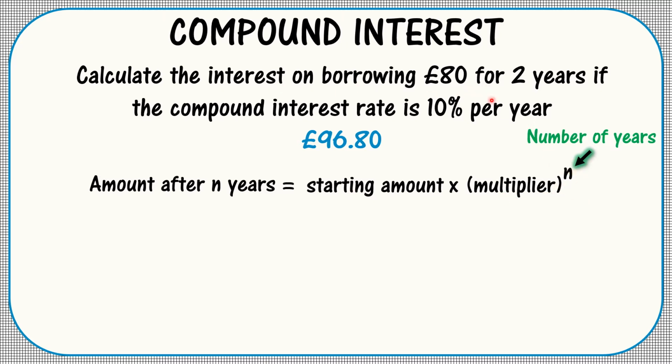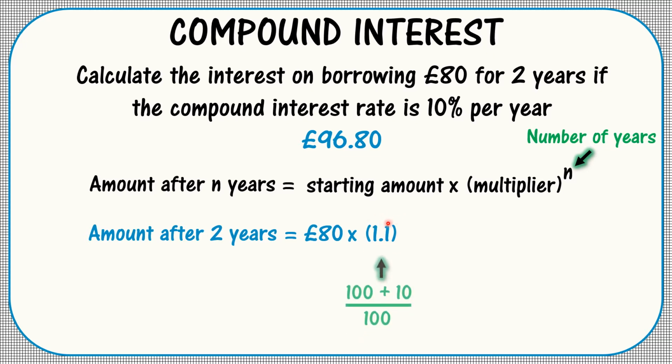So let's use this information in the first example and let's see what we get. We want to work out the amount after 2 years. The starting amount was £80. You multiply it by 1.1. And how did we get this 1.1? This was 100 plus 10 divided by 100. So 100 plus 10 is 110. 110 divided by 100 is equal to 1.1. The only thing we're missing is the power, and we're going to do it to the power of 2 because that's how many years we are looking for. Once you put this into a calculator, you get the answer of £96.80, which is the answer above.